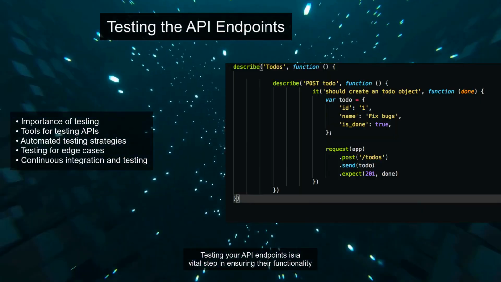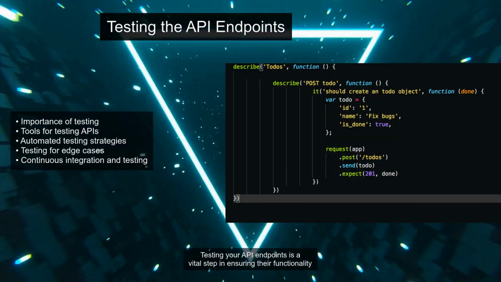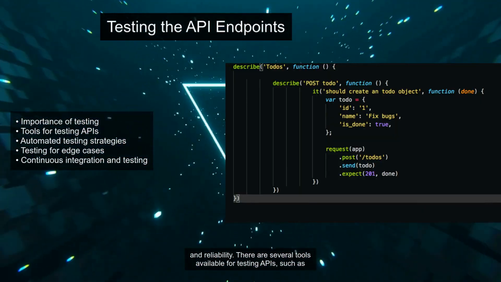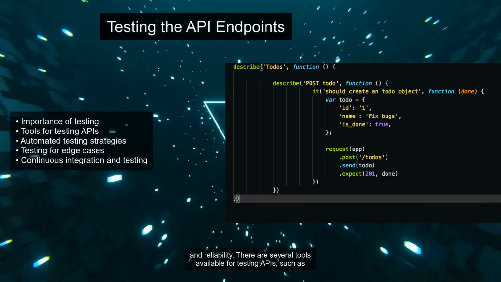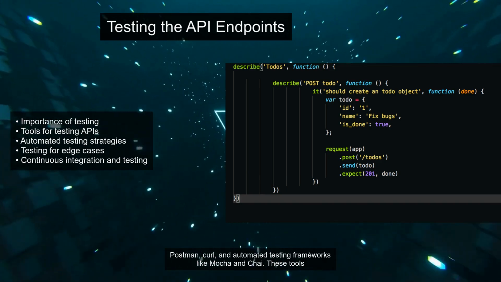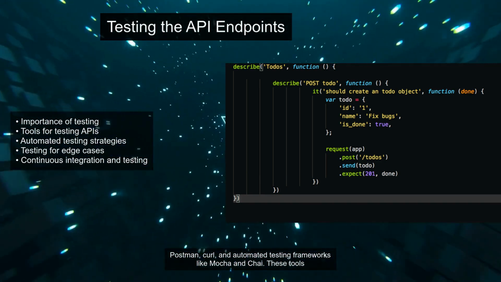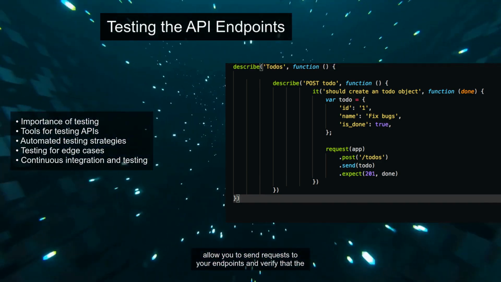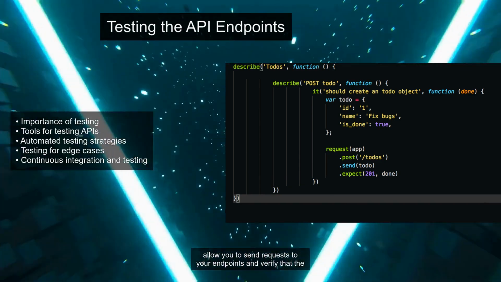Testing your API endpoints is a vital step in ensuring their functionality and reliability. There are several tools available for testing APIs, such as Postman, curl, and automated testing frameworks like Mocha and Chai. These tools allow you to send requests to your endpoints and verify that the responses are as expected.